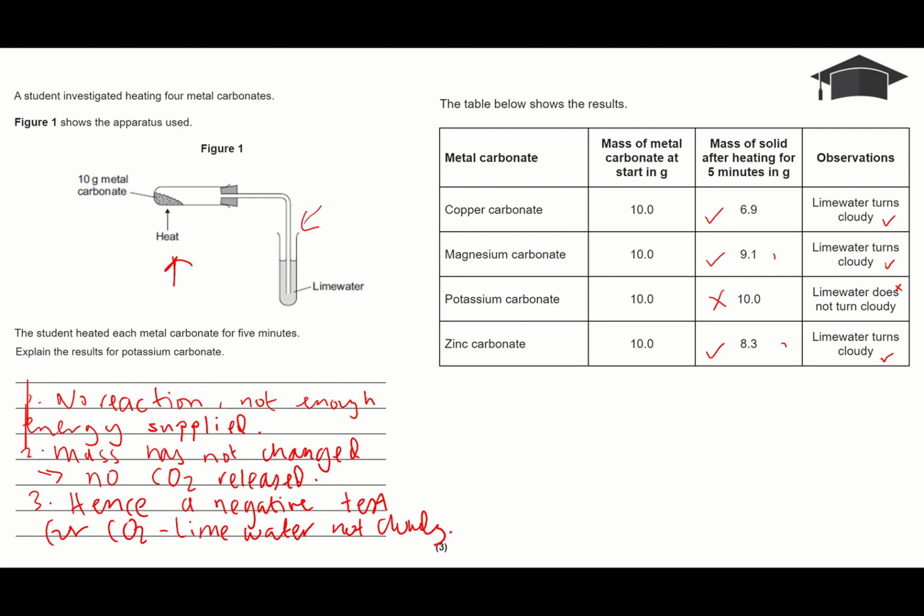Now hopefully that makes a bit of sense. Just to summarize in a nutshell, you need to know that if thermal decomposition occurs or there's a chemical reaction where a gas is released, that means the mass of the products is going to be less because the gas has escaped into the atmosphere if it's not an enclosed system, it's an open system. Okay, over and out, and I'll see you in the next one.